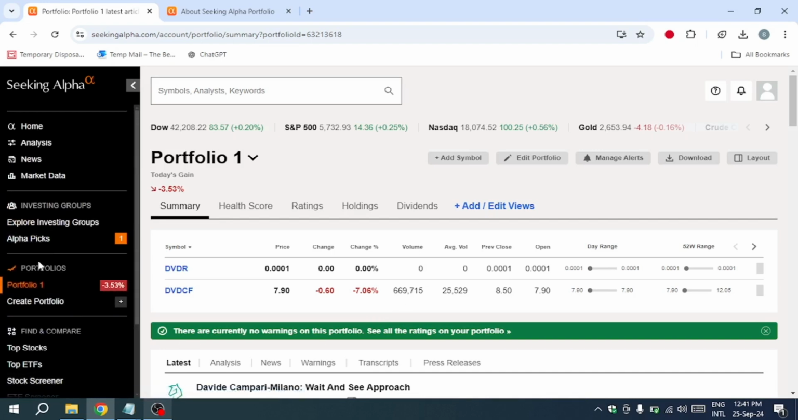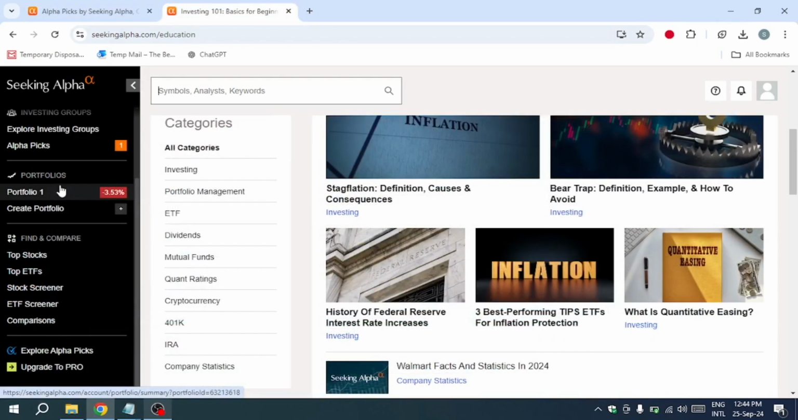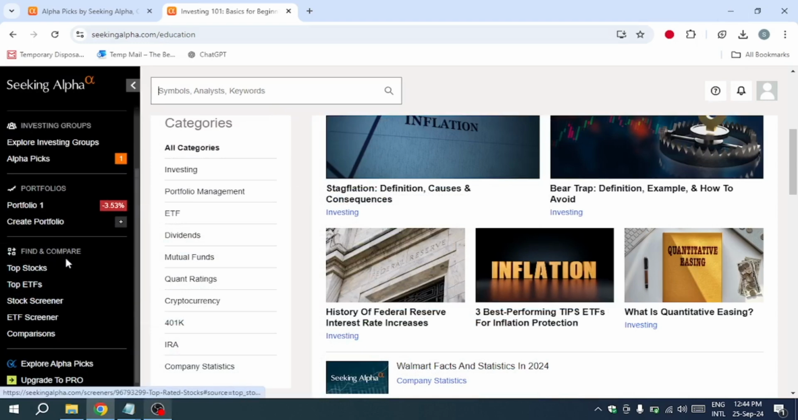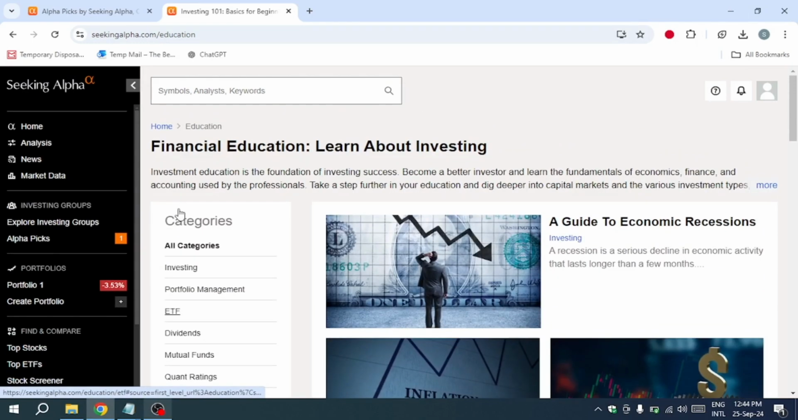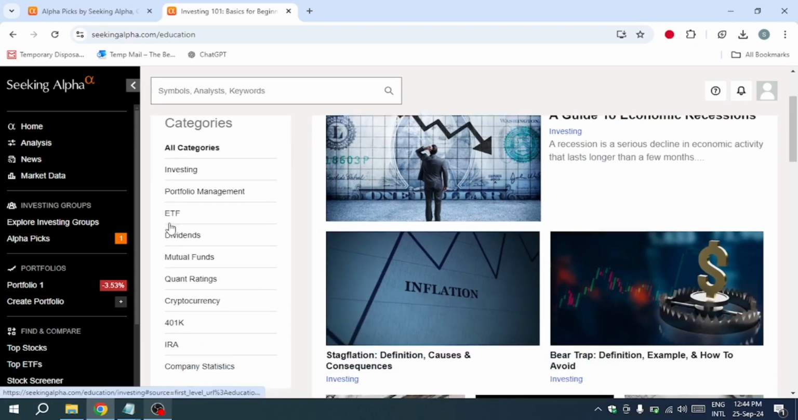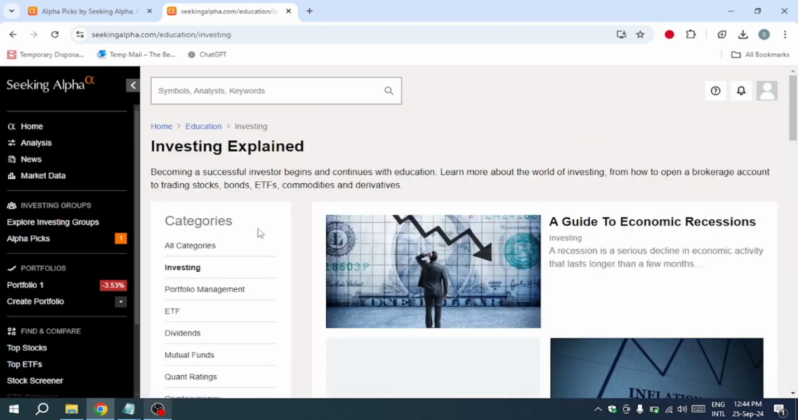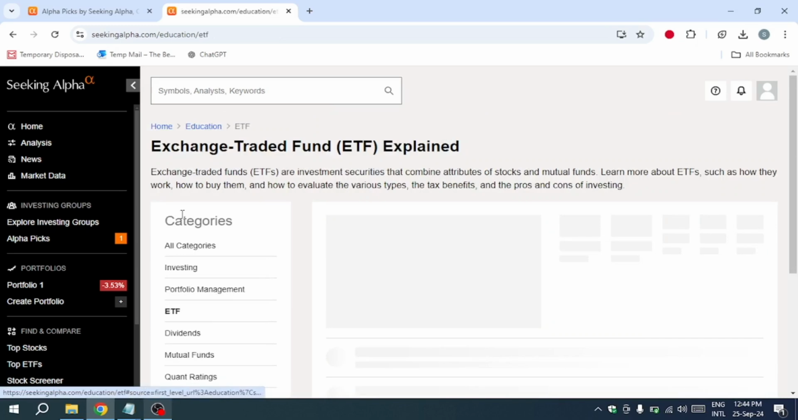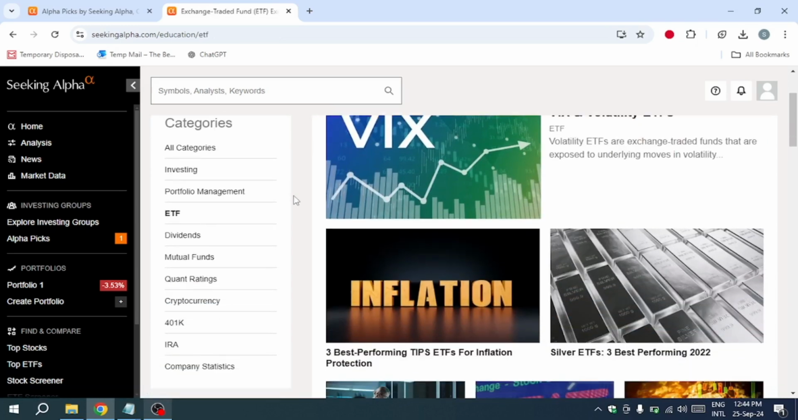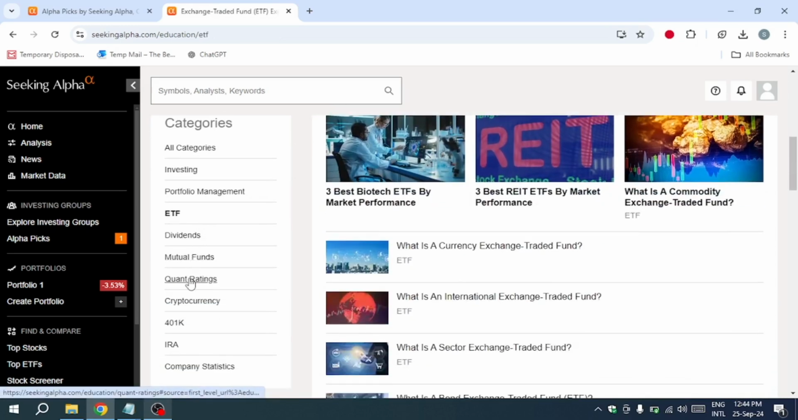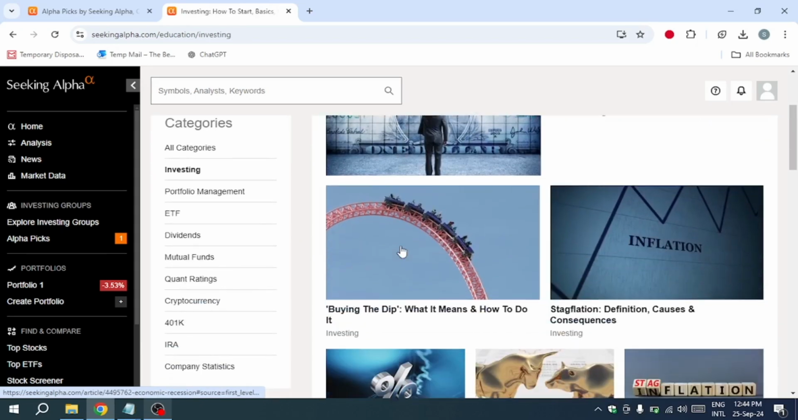Let's not forget about the educational resources available. Seeking Alpha has a dedicated section for investor education, which includes articles on portfolio management, investing strategies, ETFs, and more. This is a fantastic resource if you're new to investing or looking to enhance your knowledge. Spending some time here can really help you build a stronger foundation for making informed investment decisions. Whether you're a novice or a seasoned investor, there's always something new to learn.